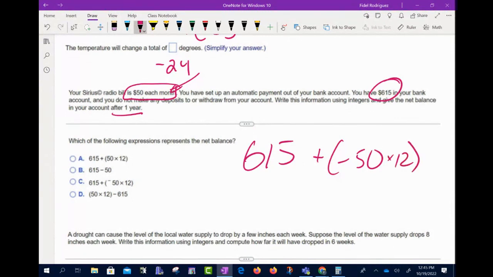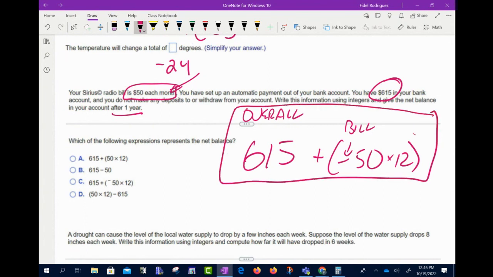Good. Okay, so look, this is my total balance, or my overall balance. This is my bill, and because it's a bill, it's negative. And because my bill is every month, it's times 12 months, right? So I would look at my choices right here. I would look at what I wrote out, and I would say, okay, which one of those looks like it's representing my answer the best? And I would say, hey, probably choice C, right?